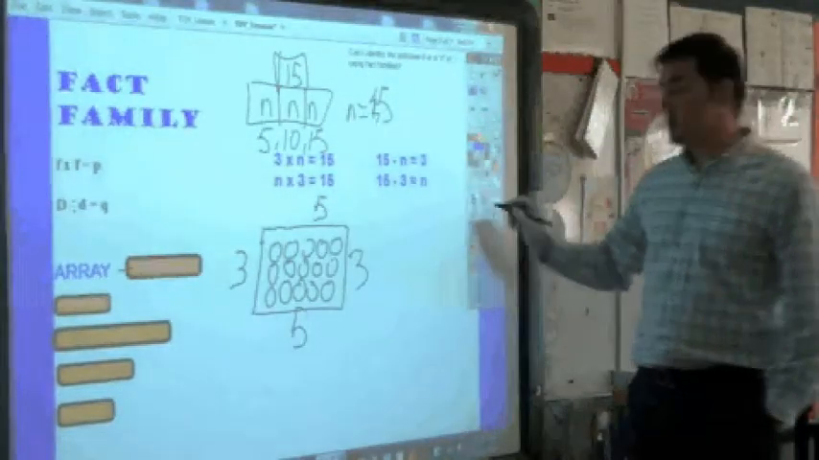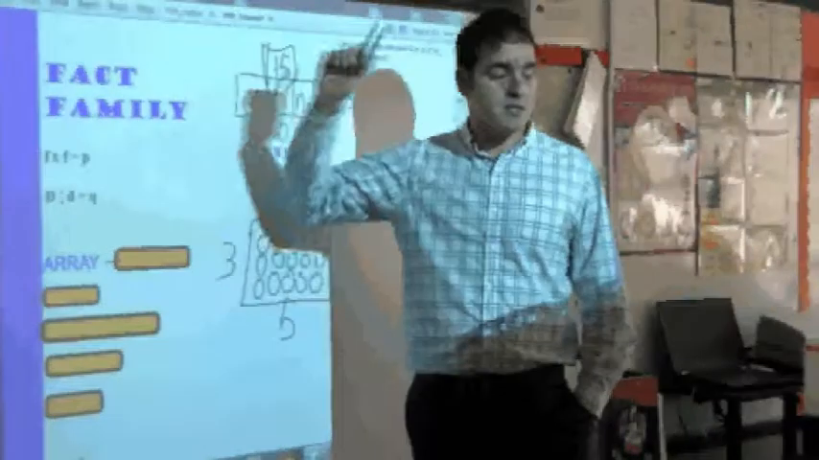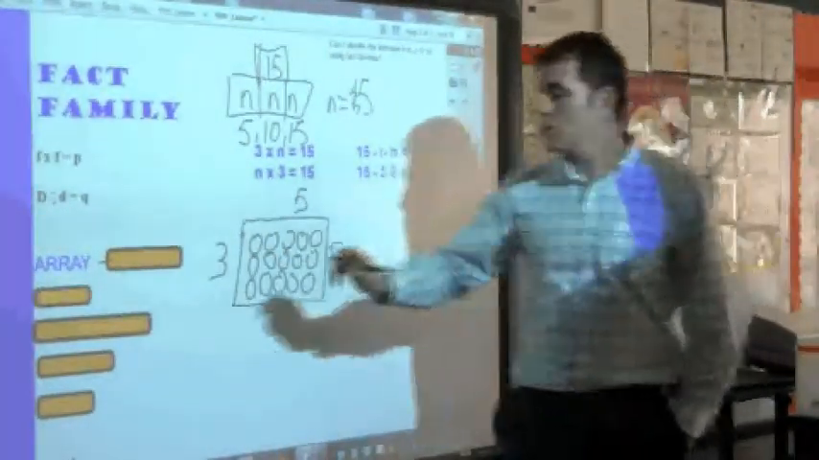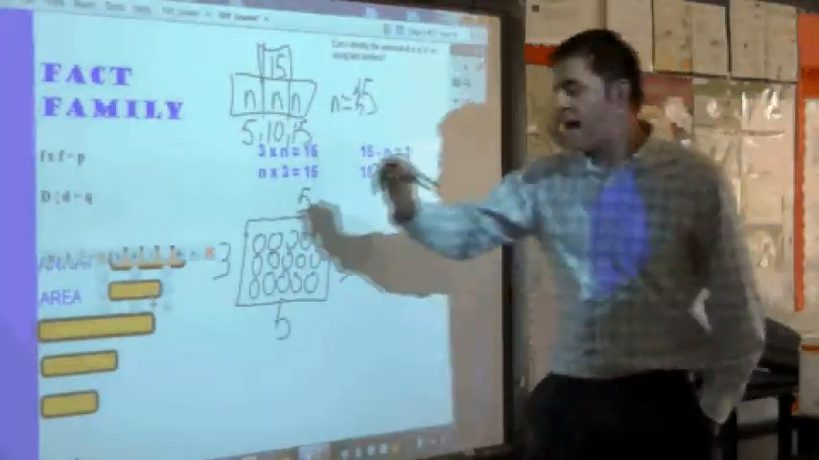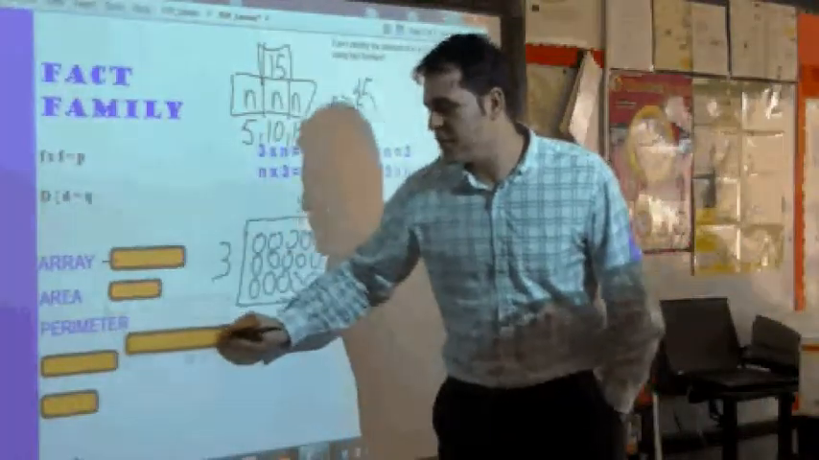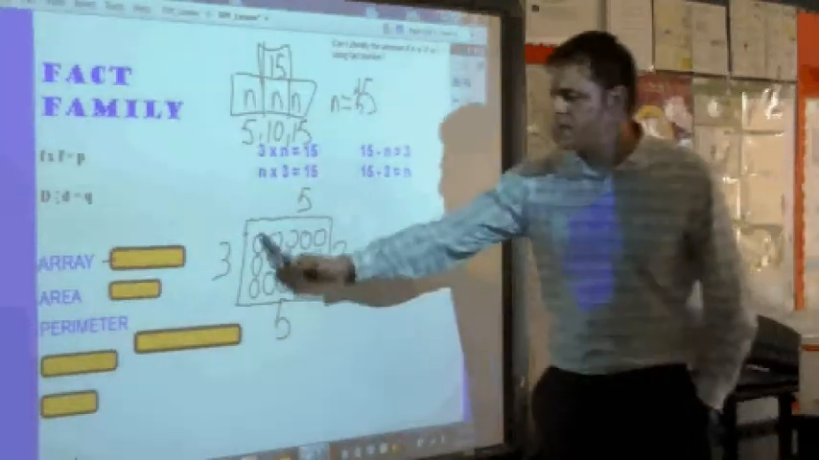There is another word I want to relate with this. Remember that array is something that you did in 2nd grade. This was from last year. And from this year and for the next year, we're going to be working with area and perimeter. Good guess. Very good guess. Okay, area and perimeter. What is the area of this?